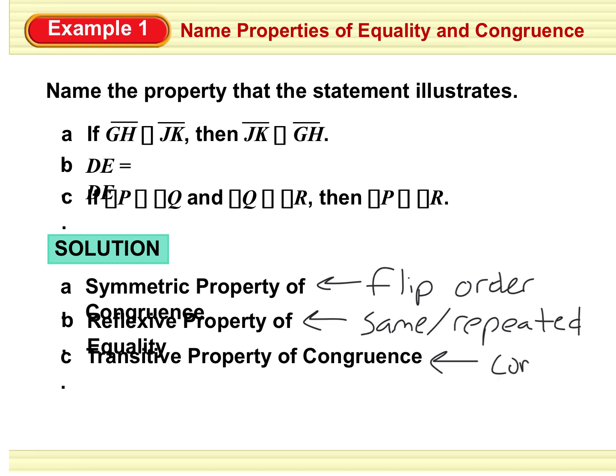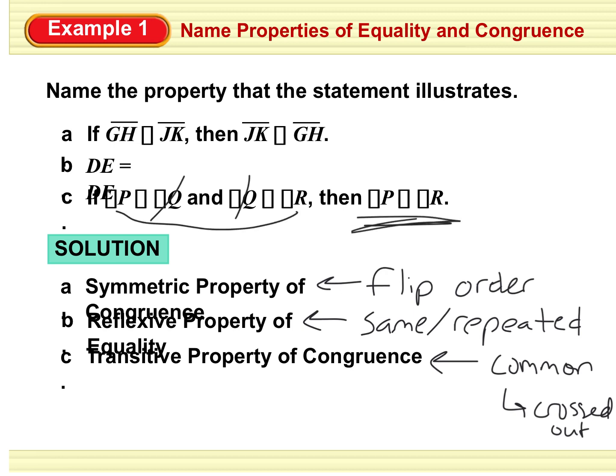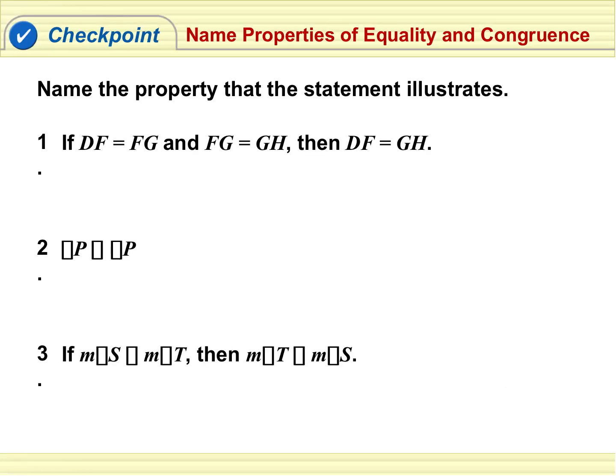So remember when we had stuff that was in common, we crossed out. Okay, so in C, it says angle P is congruent to angle Q is congruent to angle R. So we can cross out what's in common and put together what's left, like what we talked about on Friday. So the ones that are a little wordy, those ones are transitive. Okay, so C, cross out what's in common, put them together, that is transitive. Yeah? Okay, you guys work on this one and I'll walk around and check.